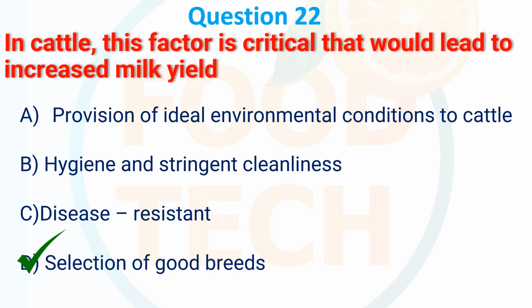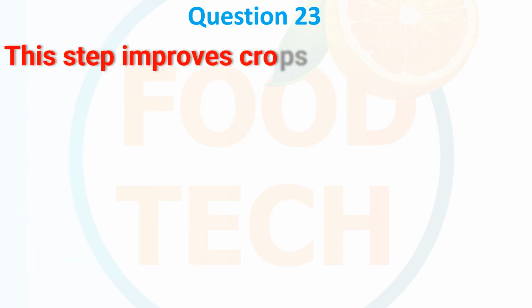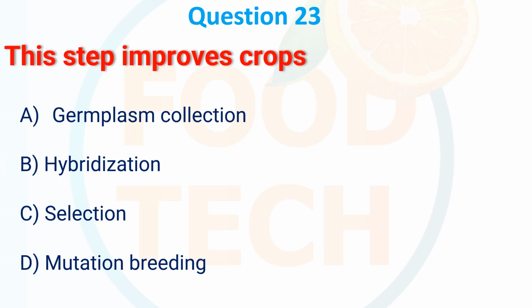Which of these steps improves the crops? A. Germplasm collection. B. Hybridization. C. Selection. D. Mutation breeding. The answer is C. Selection.